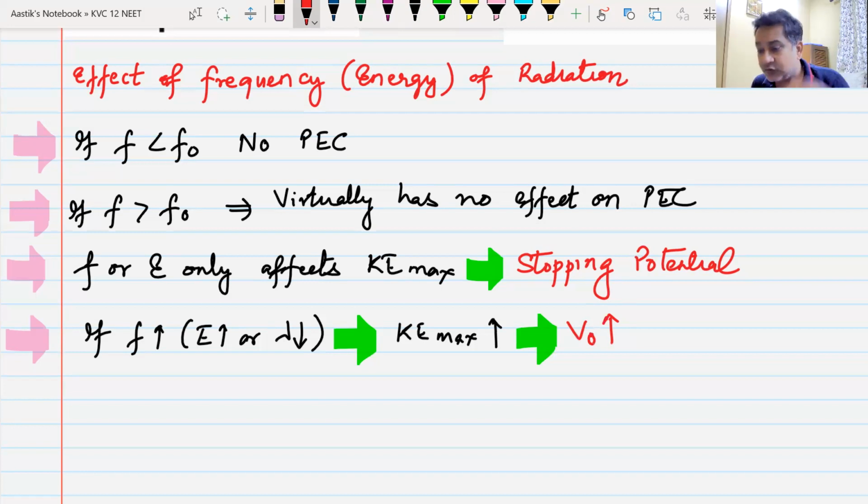Do we understand this? So if you increase the frequency, let us say for one frequency we have the stopping potential at -2. If I increase the frequency, the stopping potential will become more than -2, -3, or -4, or -5, and so on. Do we understand this? For us, negative sign only means the polarity. It does not mean what it means in maths. Do we understand this?